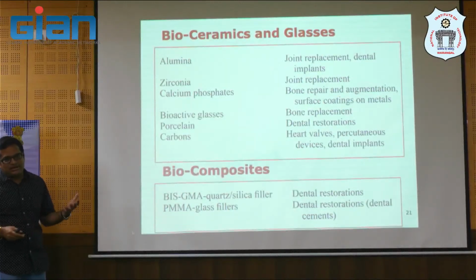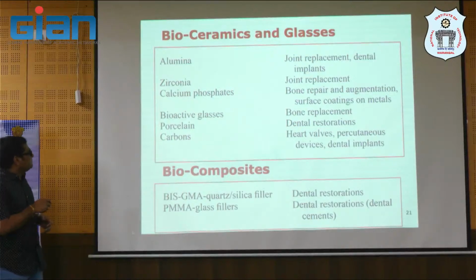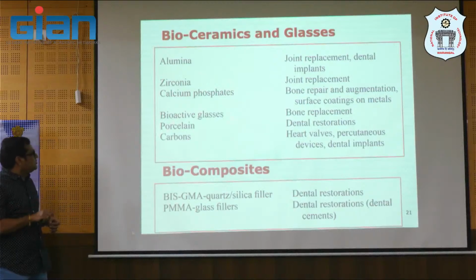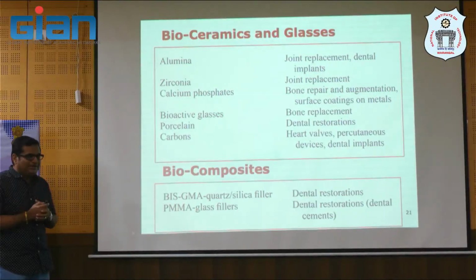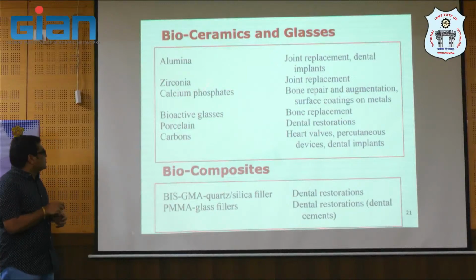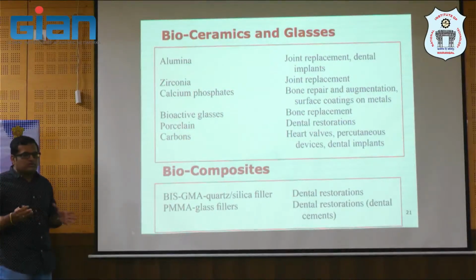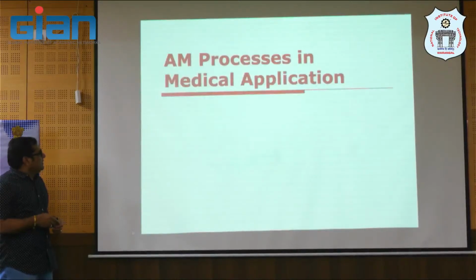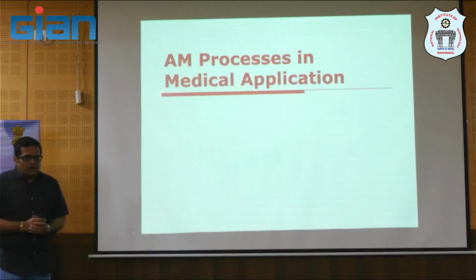And talking about ceramics, you have alumina, zirconia, calcium phosphate, bioactive glasses, porcelain, carbon. So you can very well do this kind of thing. If you take a bone substitute, probably hydroxyapatite, right? HAP. Calcium phosphate or hydroxyapatite, which you can 3D print now. And then composites. You have a few composites, and yes, it's possible to even process composites for dental restorations or dental cements, so you can have biocomposites also. Yeah, and that is about the materials.